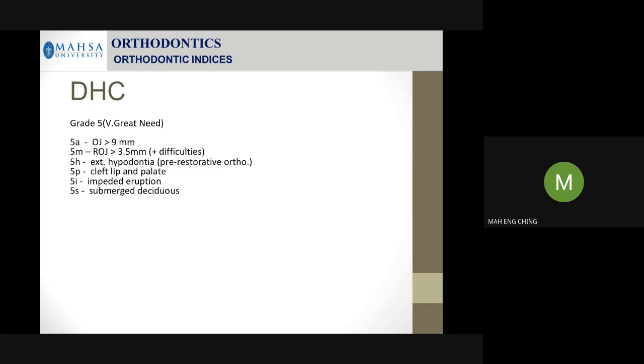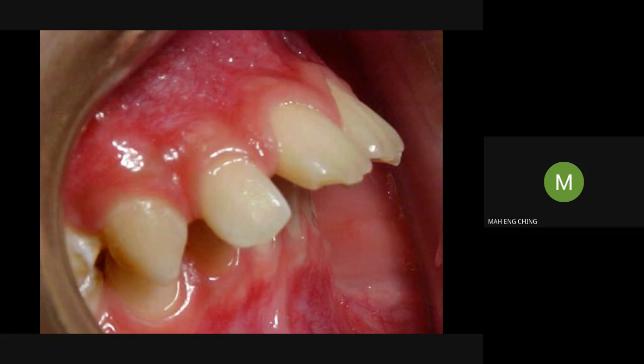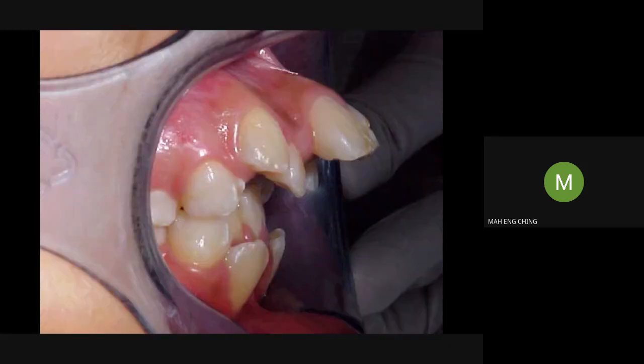So for 5, we have an overjet problem, then we have a reverse overjet, hypodontia, severe hypodontia, cleft and palate. Then we have these impeded eruptions, impacted tooth, and we have the submerged deciduous. So these 6 categories. So we look at this overjet first. This overjet, more than 9 millimeters, consider severe overjet. This one will become 5A. Okay, you see how much the overjet is. So this one is a severe overjet problem, then it becomes 5A.